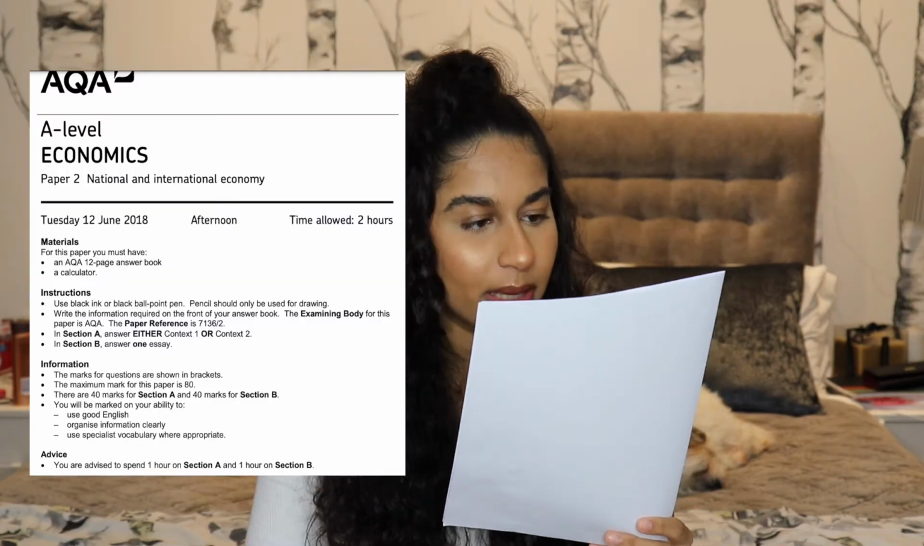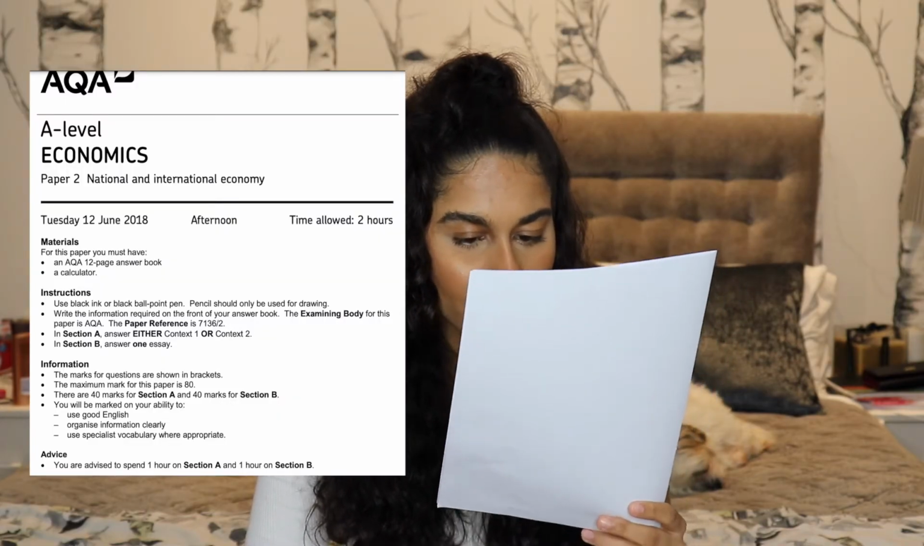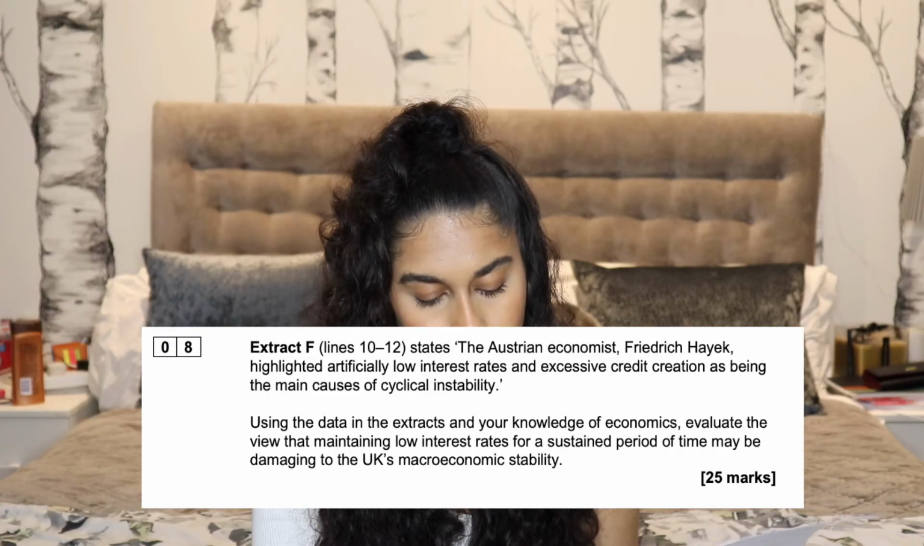Now, moving on to the final essay of the day. Make sure you analyze this one and follow along carefully. So this 25 marker was from paper 2 A-level AQA economics, paper 2 national and international economy. Remember, all of the essays are in the Google Drive, so if you want to access these, check the link in my description. So the question was from context 2, question 8.